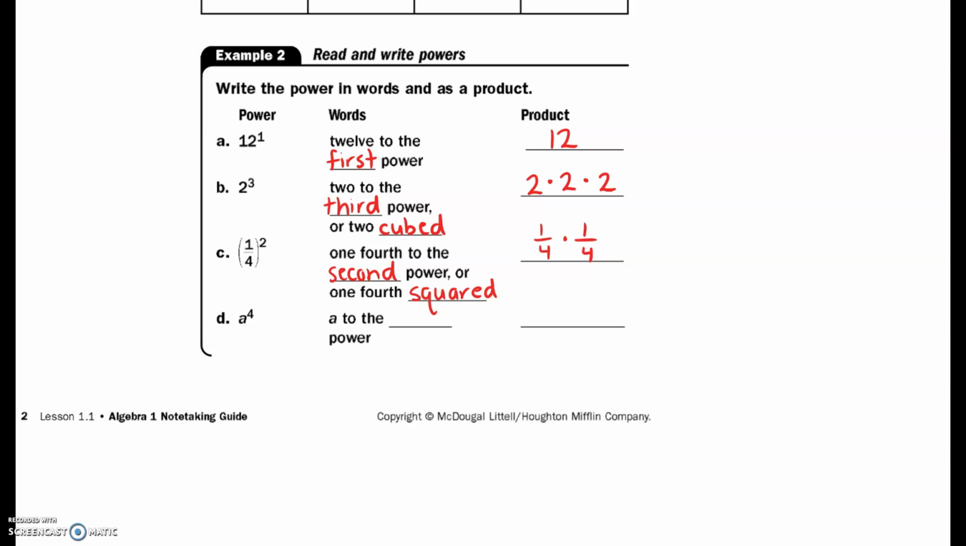In the last one, we have a to the 4th power. We don't have any fancy word for that, we just say 4th, and what this means is we would multiply whatever the value of a might equal 4 times.